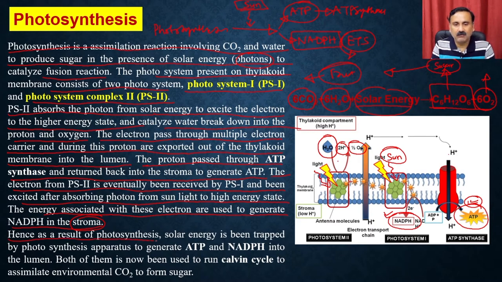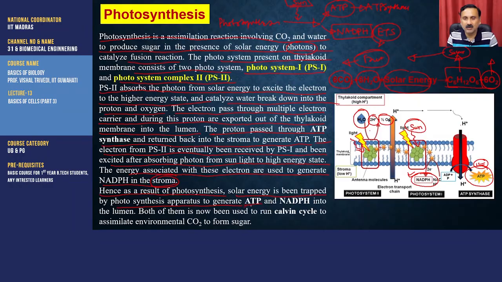Hence, as a result of photosynthesis, the solar energy is trapped by the photosynthesis apparatus to generate two molecules. One is ATP, which is the energy currency, and the other is NADPH, which is called the reducing equivalent. Both of them are used to run the Calvin cycle to assimilate the environmental carbon dioxide to form the sugar.